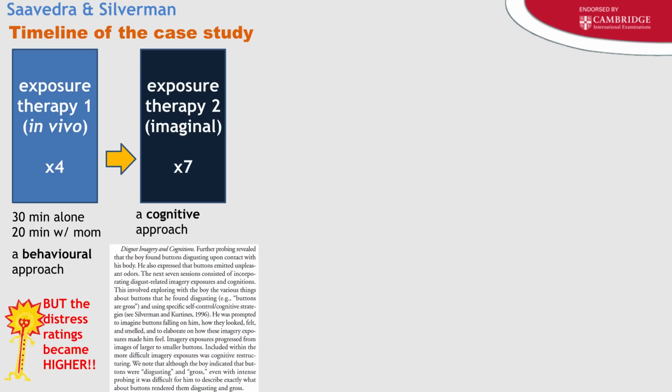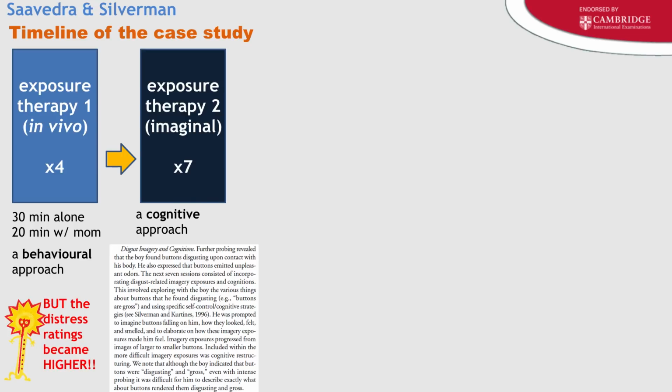The first exposure therapy, like we said, was in vivo, and there were 4 sessions of in vivo exposure. And this would be 30 minutes with the boy by himself, 20 minutes with the mother, and this is purely a behavioral approach. But as I said before, his distress ratings on the thermometer became higher rather than lower. Therefore, a behaviorist approach by itself was not going to do the job. So they moved to a more cognitive approach.